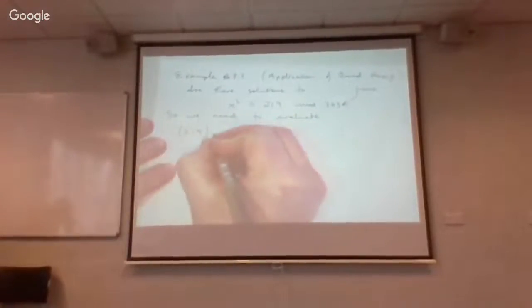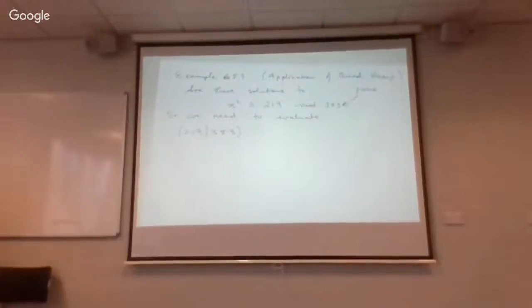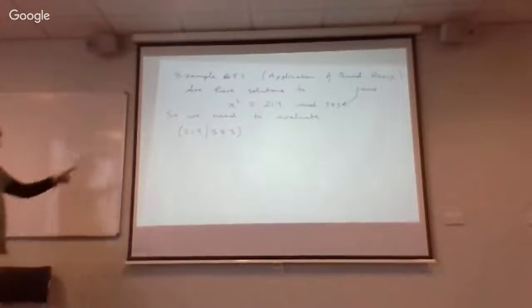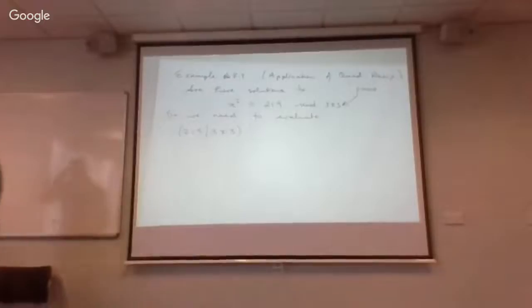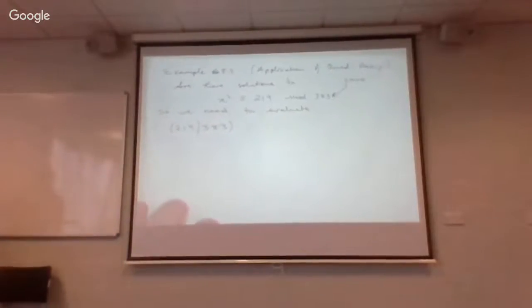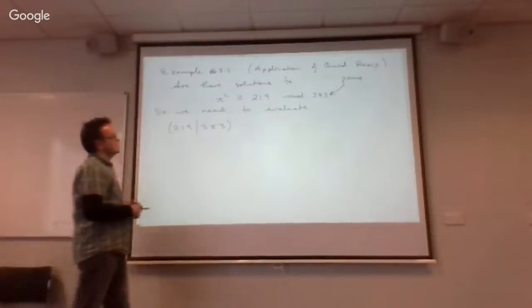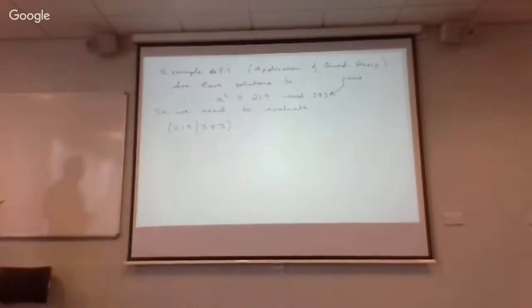We need to evaluate the Legendre symbol (219/383). We need to work out whether this is plus 1 or minus 1. If it's plus 1, then there are solutions. If it's minus 1, then there aren't. It won't help us find the solutions. To find the solutions is harder then. You basically just have to go through a trial and error check, maybe, or find the square roots of some of its factors, and then multiply them together.